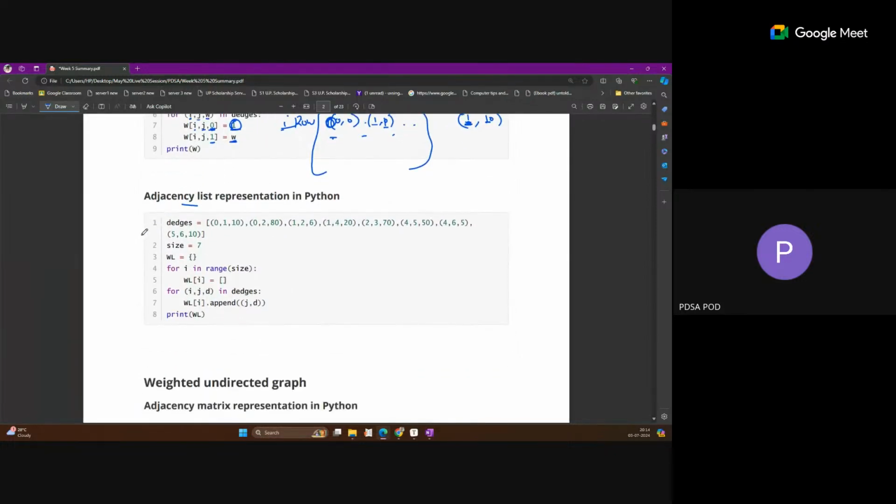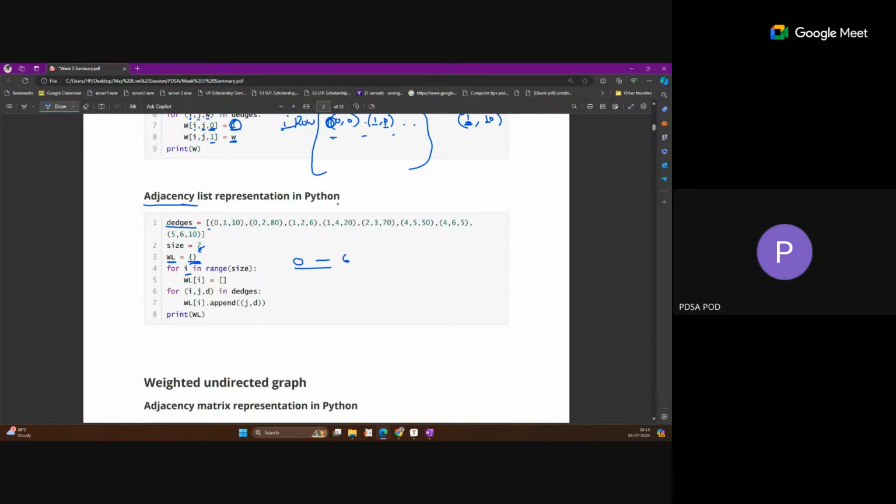Another way to represent this weighted directed graph is the adjacency list. This is very similar to the previous one, but this time we will also store the weight. So same things, D edges. Now you have these directed edges. Now this is the size, and after that we are creating a dictionary. Okay, WL, you can see this is a dictionary, and for each source, you can see we have this I, and the size we have is 7, so 0 to 6. That means these are the vertex names for this graph.